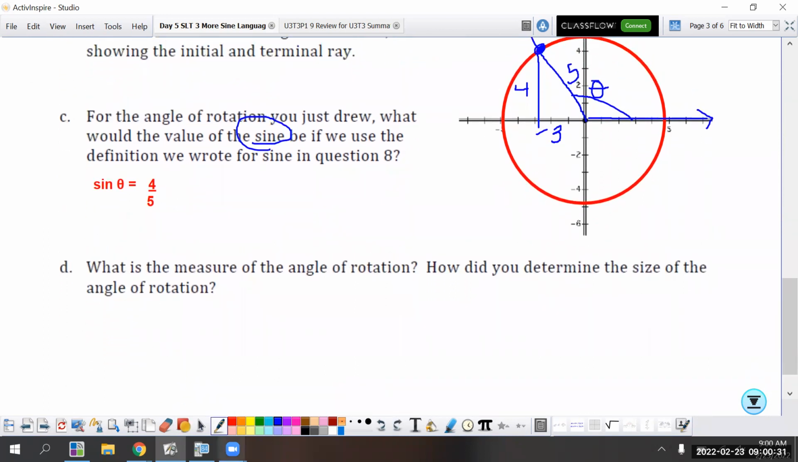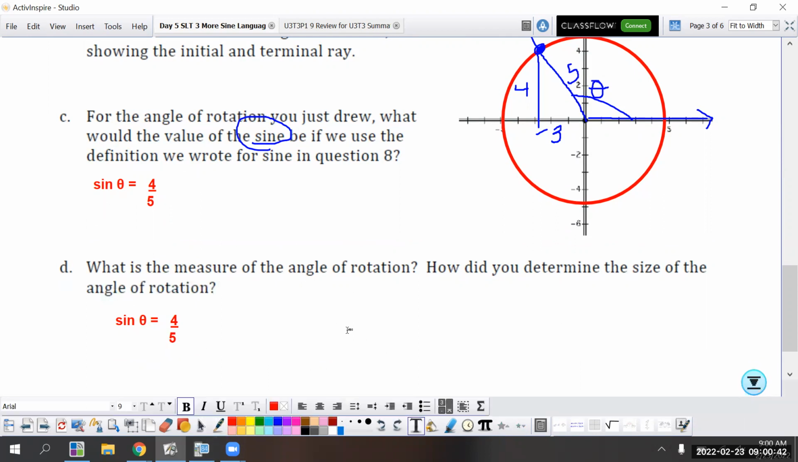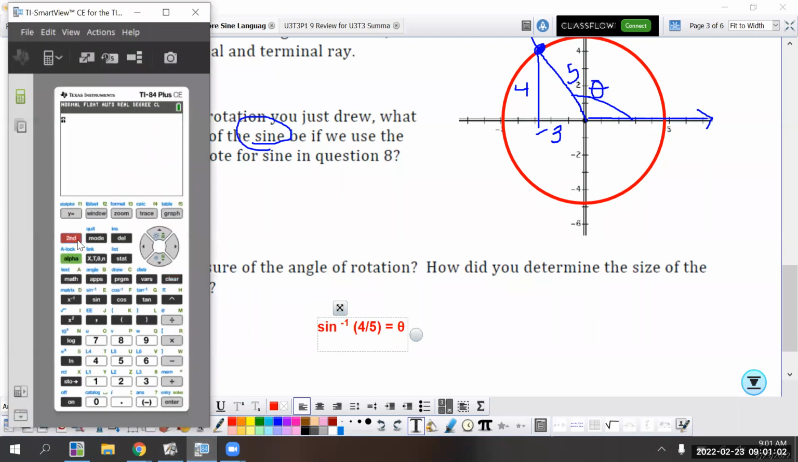Using your calculator, let's solve this to get the angle of rotation. Think back to the very first day of the unit. How did we solve this equation with our calculator? All right, so you should be thinking sine inverse. Sine inverse undoes the sine ratio, the sine function. So if we do sine inverse of 4/5, we will get theta. In your calculator, type it now. 53.1 degrees.